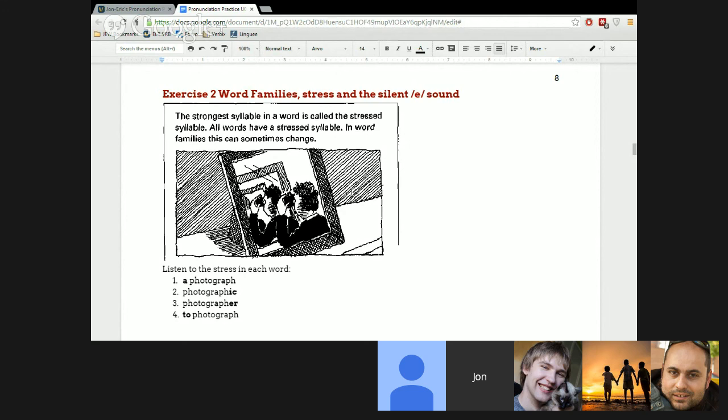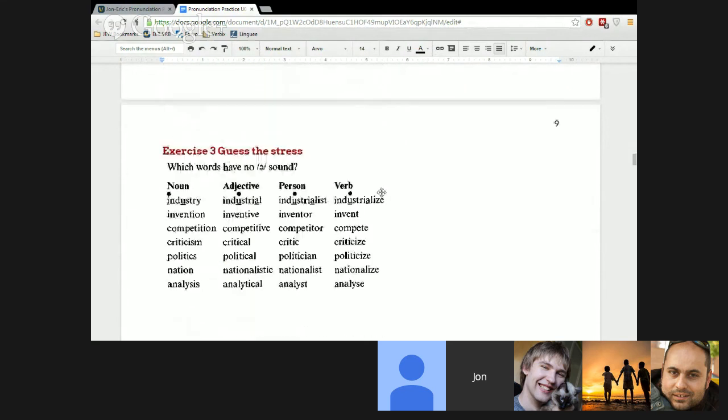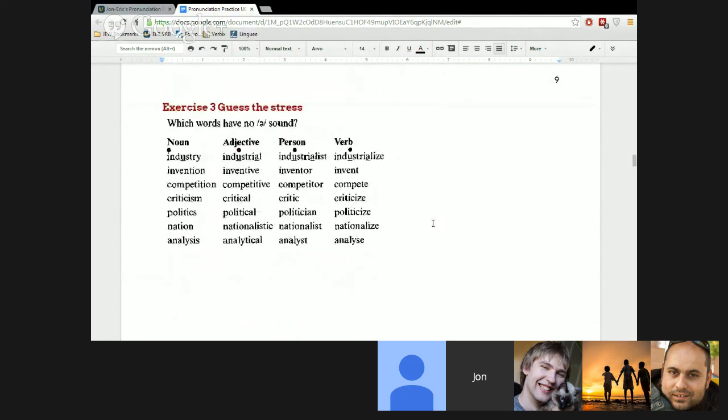So I'm going to give you a little chart where we'll get a chance to practice this. In exercise 3, you're going to guess the stress. Okay, the first one's done for you. You can repeat if you like.